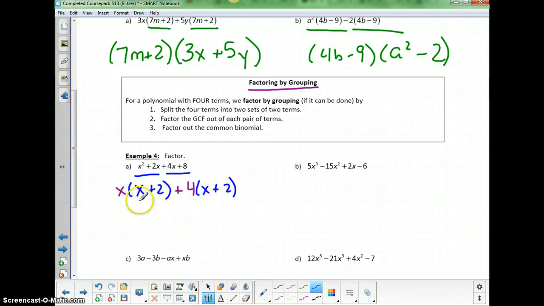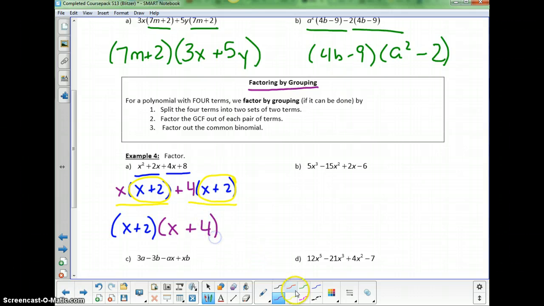So what we notice is that when I factor this by grouping, I have two groups now. And in each of those groups, there's an x plus 2 in common. So I'm going to factor the x plus 2 out. So it's going to leave me with x plus 2. And when you take the x plus 2 out of the first group, you're left with x. And out of the second group, you're left with a positive 4. And that is my end result. This has been factored by grouping.